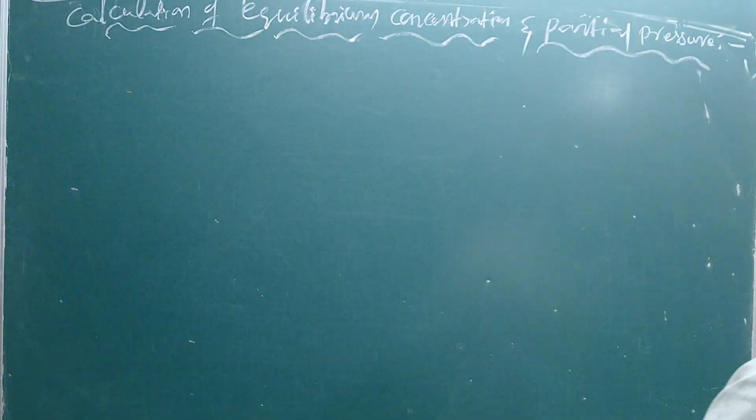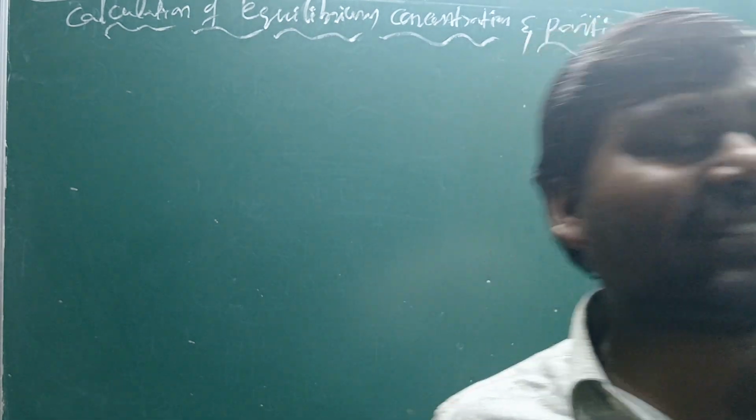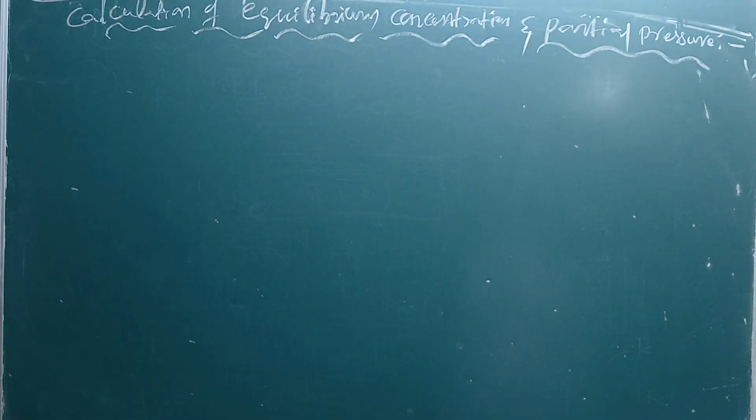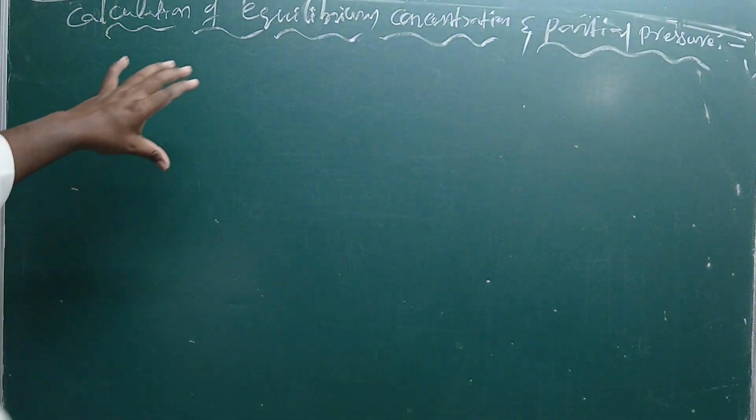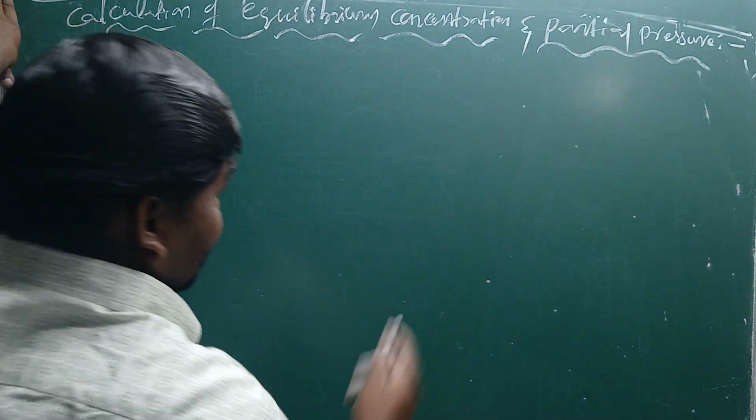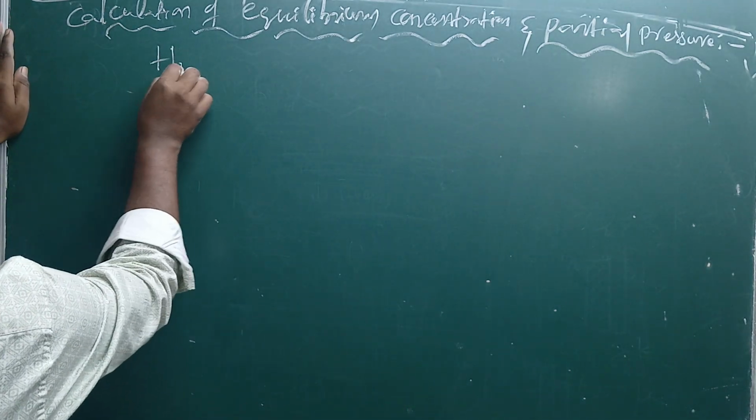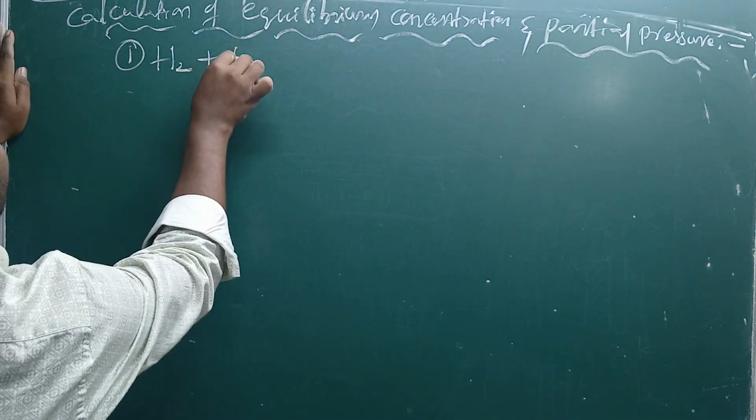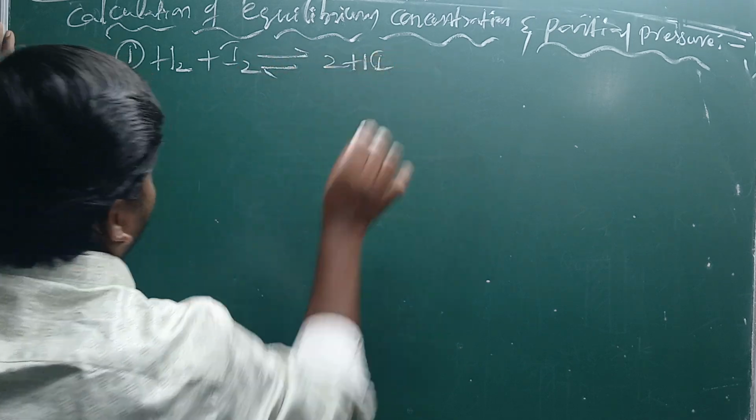Now we can observe one more important point here. The equilibrium constant is expressed in terms of concentration, and it has different units for different reactions. For example, how to express the equilibrium concentration and partial pressure for different reactions. For example, I am taking the first equation: when hydrogen combines with iodine to form hydrogen iodide.